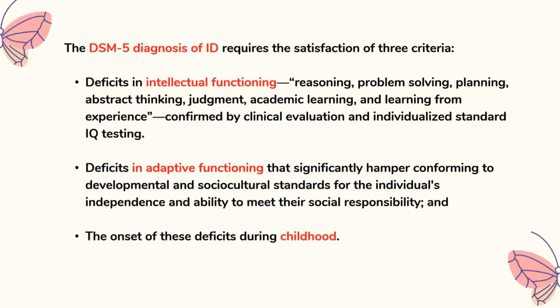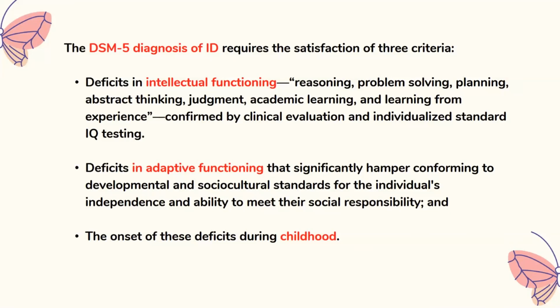All right. So diagnosis of intellectual disability in DSM-5 requires the satisfaction of three criteria. The first is intellectual functioning, which covers reasoning, problem solving, planning, abstract thinking, judgment, and academic learning, and is confirmed by clinical evaluation and an individualized standard IQ test. So from here, we can see that it means there's a limitation in general mental capacity or intelligence.